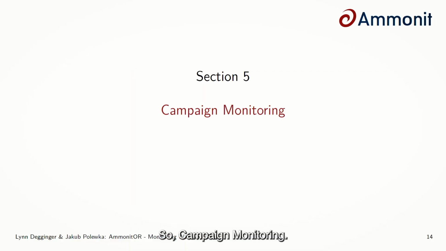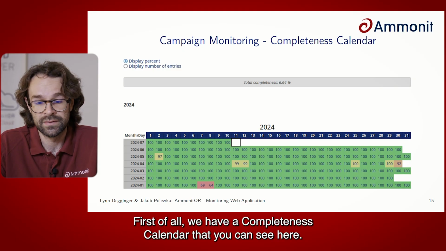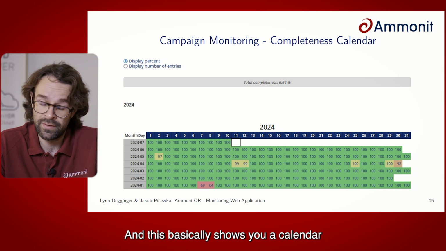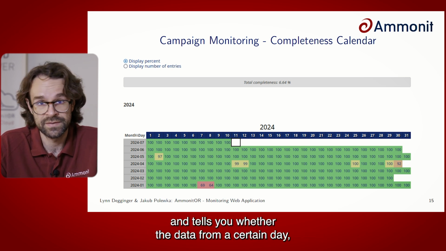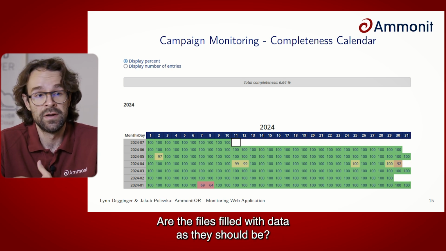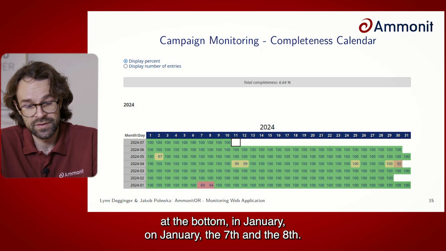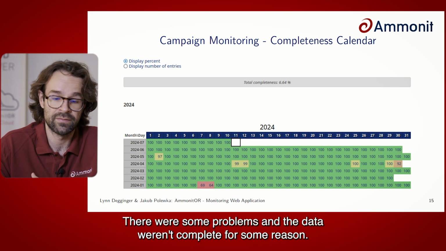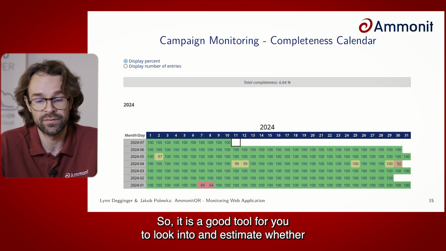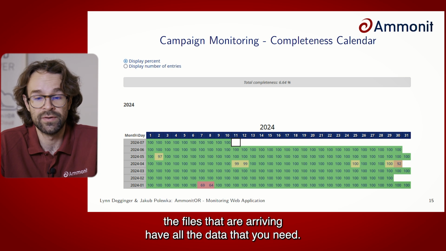Okay, so campaign monitoring, we're coming more to these chunks that I was talking about before. First of all, we have a completeness calendar that you can see in here. It shows you a calendar and tells you whether the data from a certain day came in a complete manner. Are the files filled with data as they should be? Or maybe not. You can see here, for instance, at the bottom in January, January 7th and 8th, there were some problems and the data weren't complete for some reason. So it is a good tool to look into and estimate whether the files that are arriving have all the data that you need.